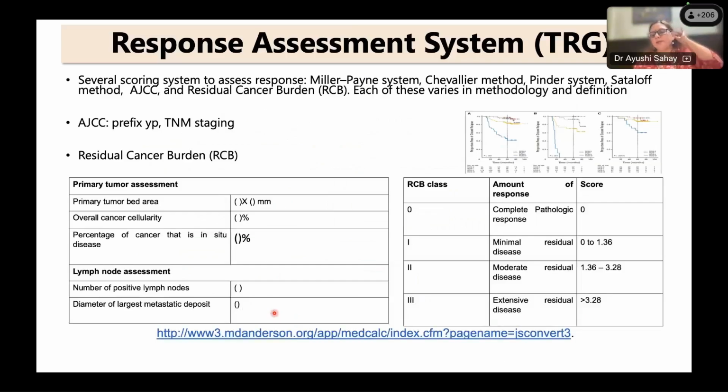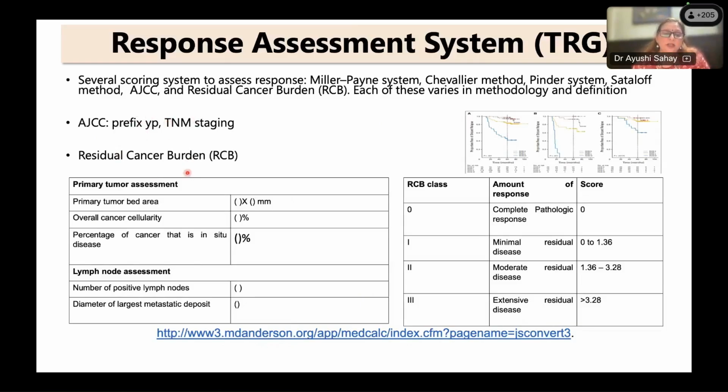So there are multiple response assessment systems described in literature, but the most commonly used, at least in our country, are the AJCC and the RCB. So AJCC is basically no different. The TNM staging parameters are by and large the same. You just have to add a prefix of yp to indicate that this is a post-chemo assessment.